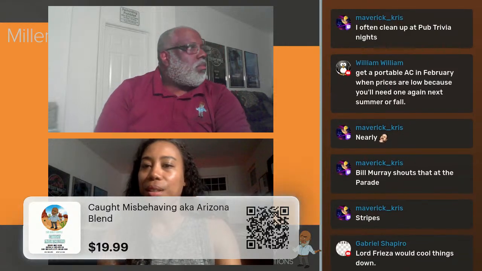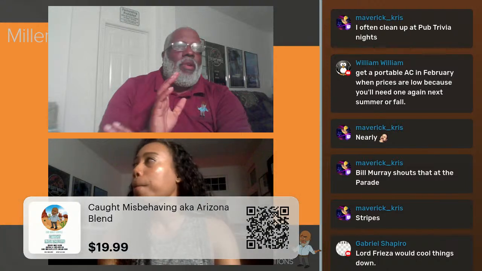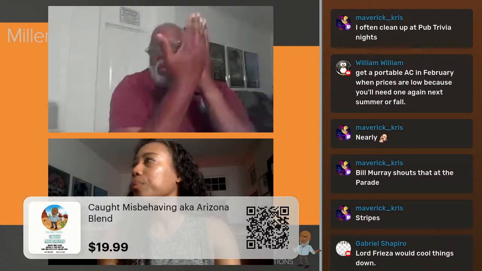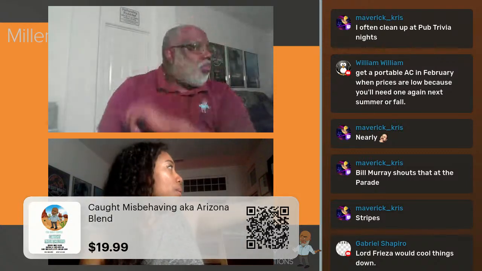Get a portable AC in February when prices are low, because you'll need one again next summer or fall. We don't even have the kind of windows that would support our air conditioner, because our windows come out like this. Oh, you need one that goes like the old fashioned. Oh, what about that one? That's too wide. Oh, okay. So I don't know.